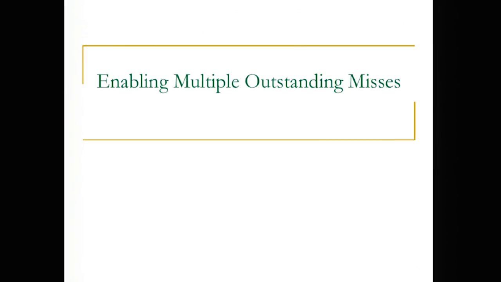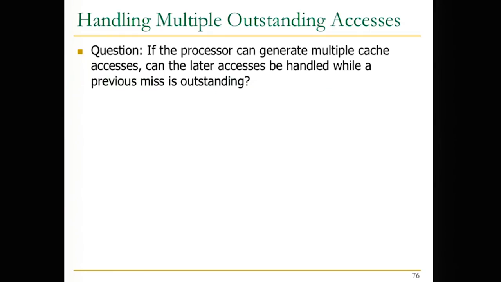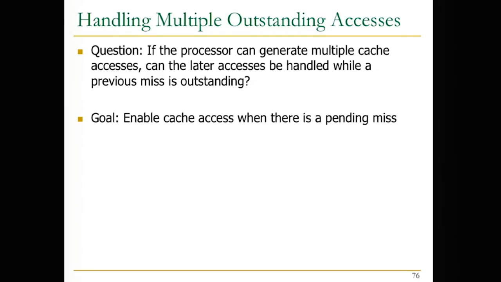Okay. So let's talk about multiple outstanding misses, because since we're talking about memory-level parallelism, there should be a way to support these multiple outstanding misses, right? If your cache can support only one outstanding miss, and then you cannot support anything else, well, you have a problem, right? That's actually a pretty poor design. So basically, the key question is, if the processor can generate multiple cache accesses, can the later access be handled while a previous miss is outstanding? And the goal is to enable cache access when there is a pending miss.